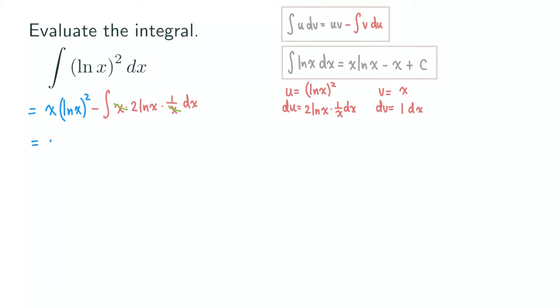And so in the next step, we are going to just clean up our expression. So we are going to get x times the quantity ln x, and then raise that to the second power, and then we have minus. Now there is a 2 here. That's a constant, right? We can move it outside the integral. So we have 2 times the integral. And then because the x and the 1 over x cancel out, we only have the natural log of x right here. So we have natural log of x and then dx.